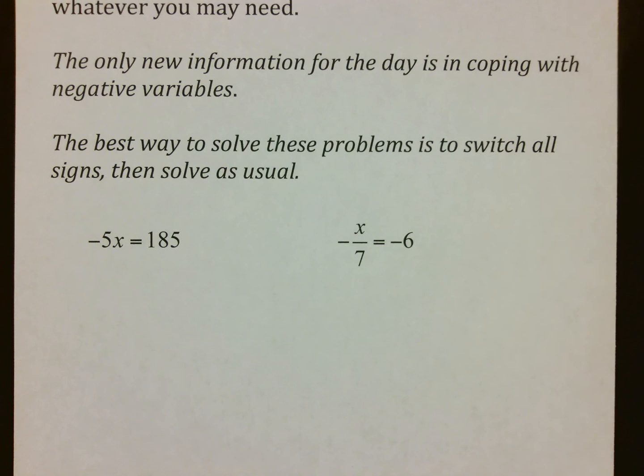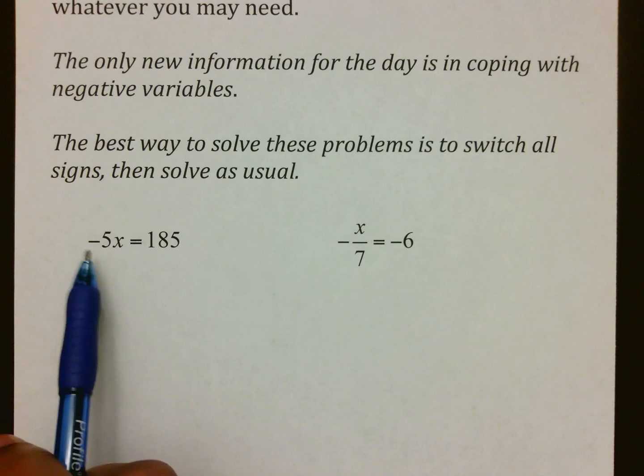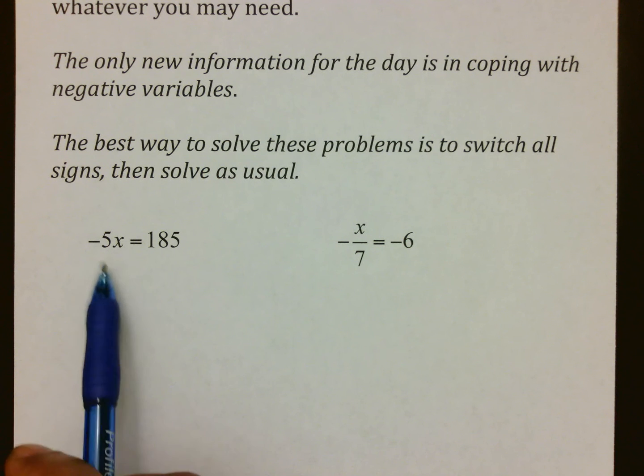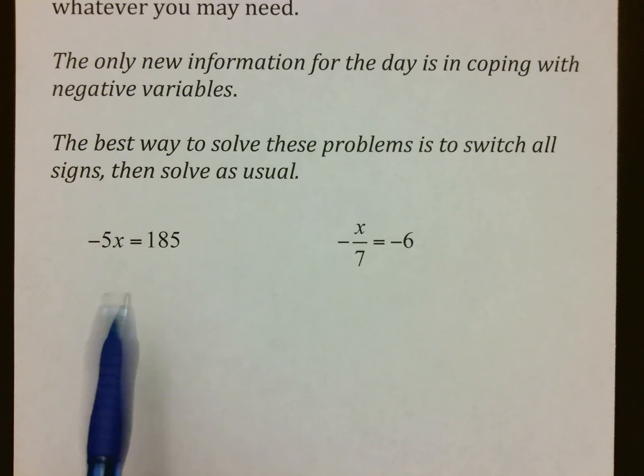Here's your notes. The only new information for the day is in coping with negative variables, because everything else is pretty much the same. We're just giving you two choices, and the best way to solve these problems is to switch all the signs and solve as usual. Now, this is not absolutely necessary. For example, we learned that this is negative 5 times x, which means we could divide by negative 5, but you don't have to do that.